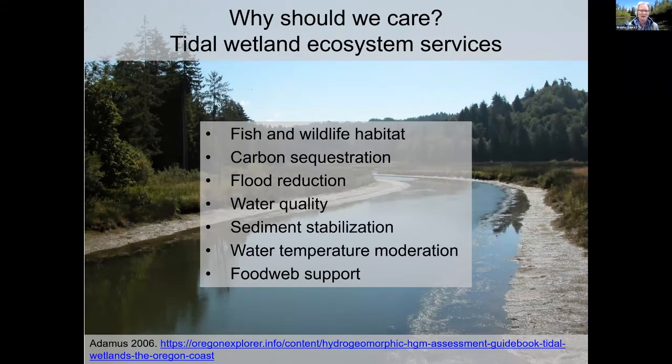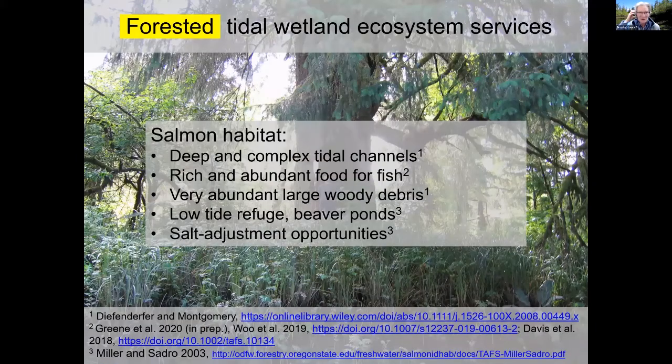Now, forested tidal wetlands, the swamps that I'm so excited about, have some special functions besides just the general tidal wetland functions. For instance, they provide really interestingly complex tidal channels for fish to hide out in. And those channels, because they're complex and full of woody debris, support a lot of insect life, and so they make very rich fish food.